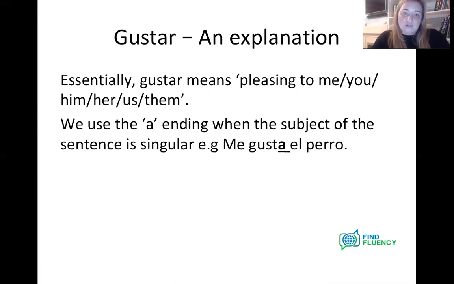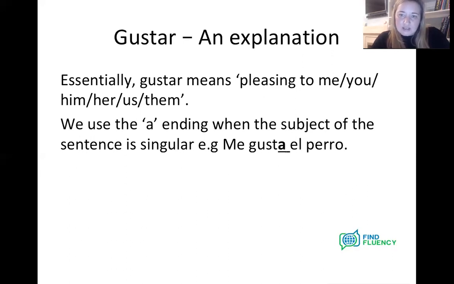So we use the A ending when the subject of the sentence is singular. So just to drill into that a little bit more, and we'll do this in the next slide too, the subject of the sentence is the thing that is being liked, okay? So we use the A ending when the thing that's being liked is singular. So in this sentence, me gusta el perro, it ends in A. El perro, if you've done the last lesson and the lesson before that, 9 and 10, you know that el is singular, perro is singular, it's not got an S on the end.